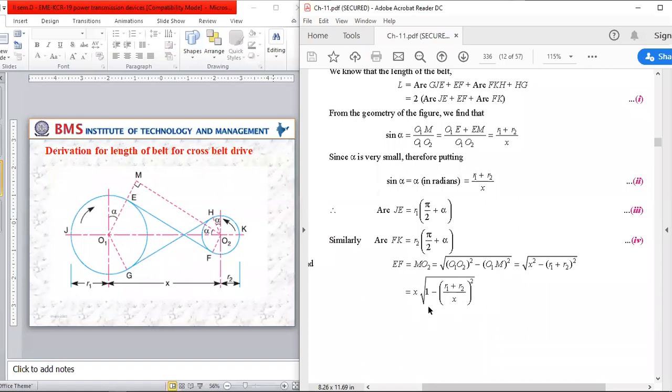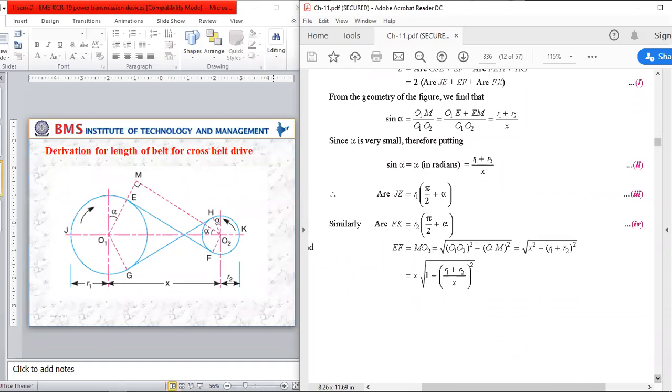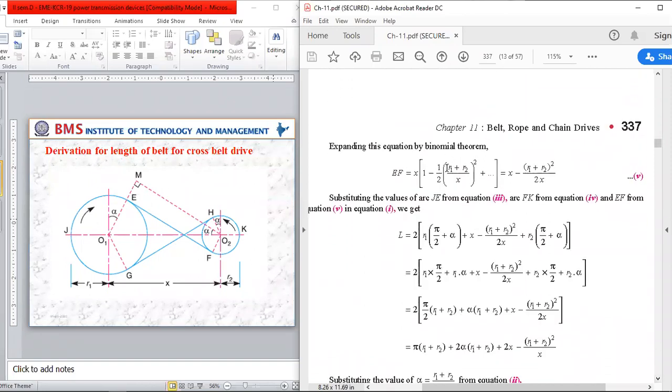And here once again I use the binomial theorem and reduce it to simple terms. That is 1 minus 1 by 2 into R1 plus R2 by X whole square.